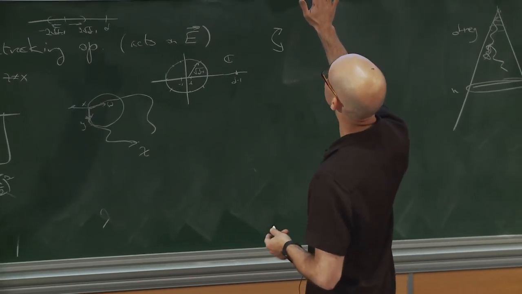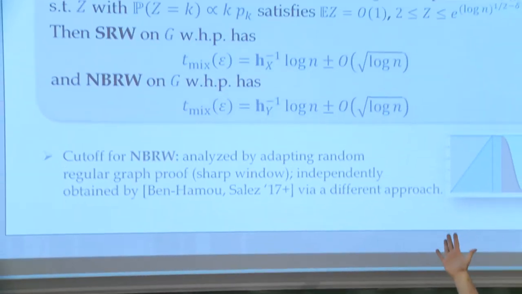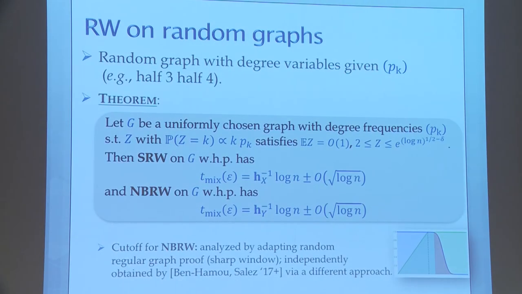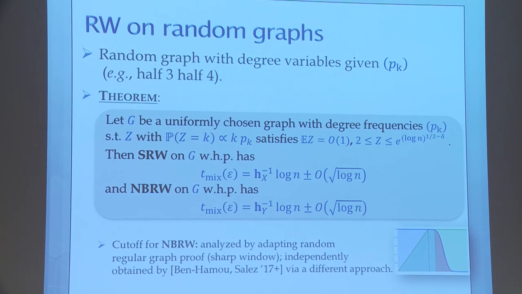So here's what I was saying. Formally, you see that hx, this growth of entropy, is the key parameter for simple random walk on a graph with the degree sequence. So you have a random graph with some degree sequence. You define a random variable z that has the size-biased distribution that I mentioned. And now the growth of entropy on the corresponding Galton-Watson tree dictates when mixing should occur, both for simple and for non-backtracking random walk.